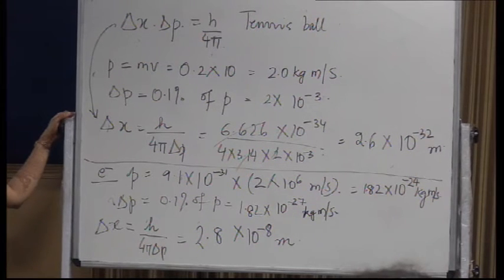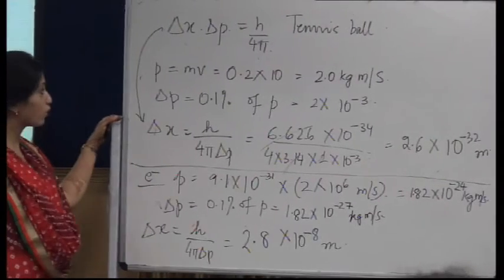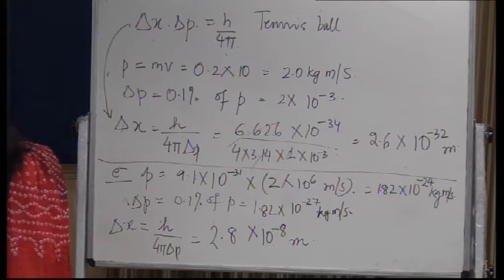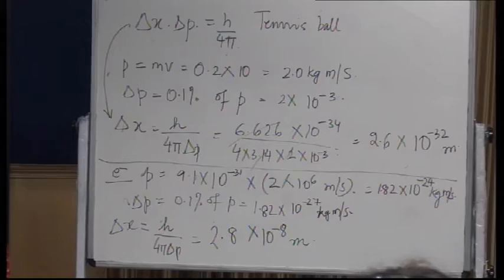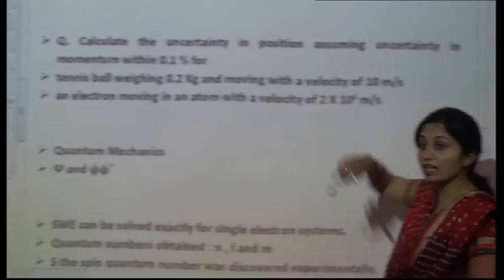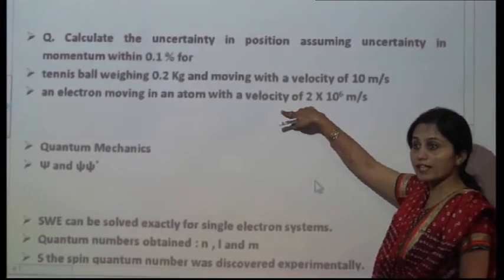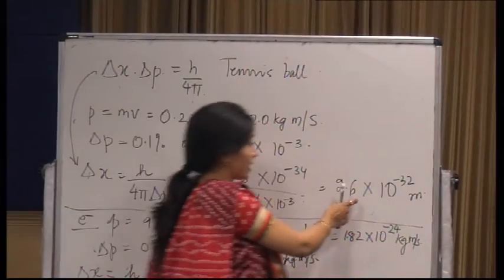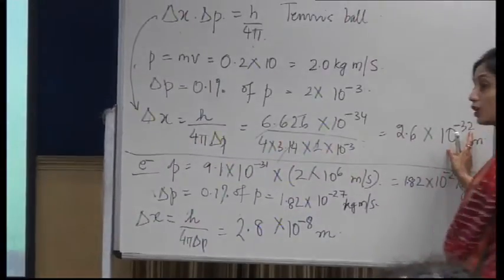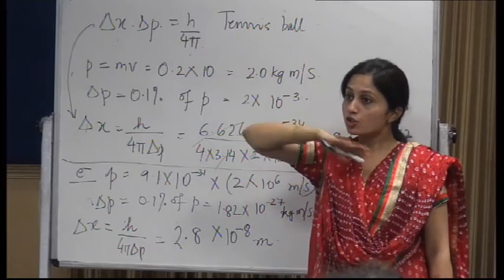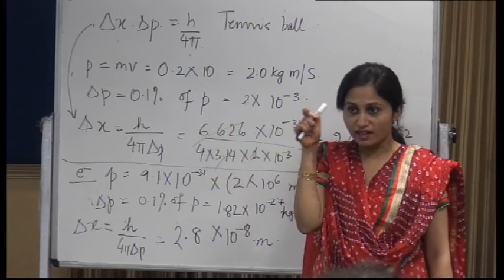This was the case for a tennis ball. Okay, the tennis ball was moving with a speed of 10 meters per second, and the electron is moving at almost 10 to the power 6 times that speed. So which is moving faster, tennis ball or electron? Electron is moving faster. Then in this case, when I check the uncertainty for a tennis ball, it is 2.6 into 10 to the power minus 32. That means 0.0000, and you go on till almost 30, and then you put a 26. So the value of the uncertainty in position is very, very small.